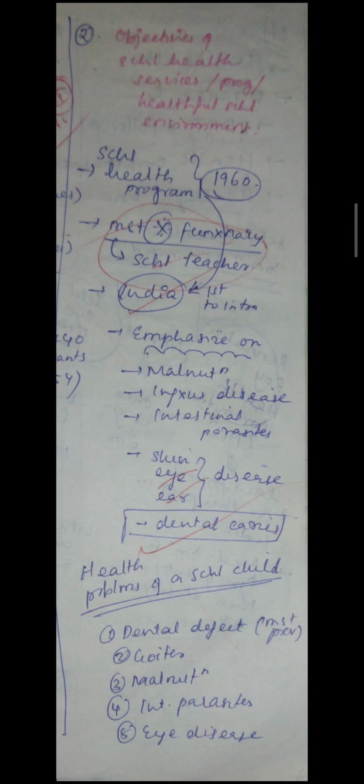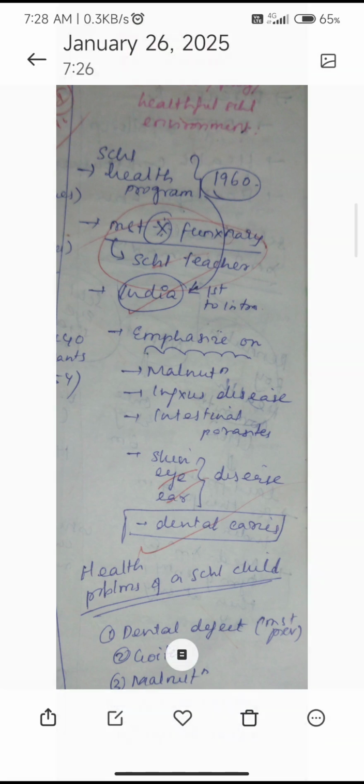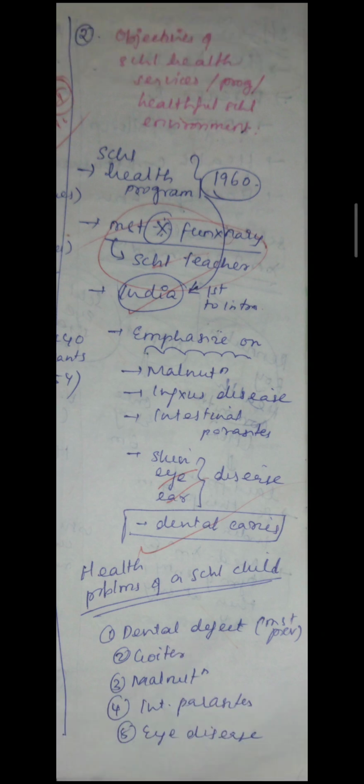So basically it emphasized skin care, eye care, ear care, dental caries, malnutrition, infectious disease, and intestinal diseases. So the health problems related to the school child are again the same things you can write here also. Extra, you will have goiter.